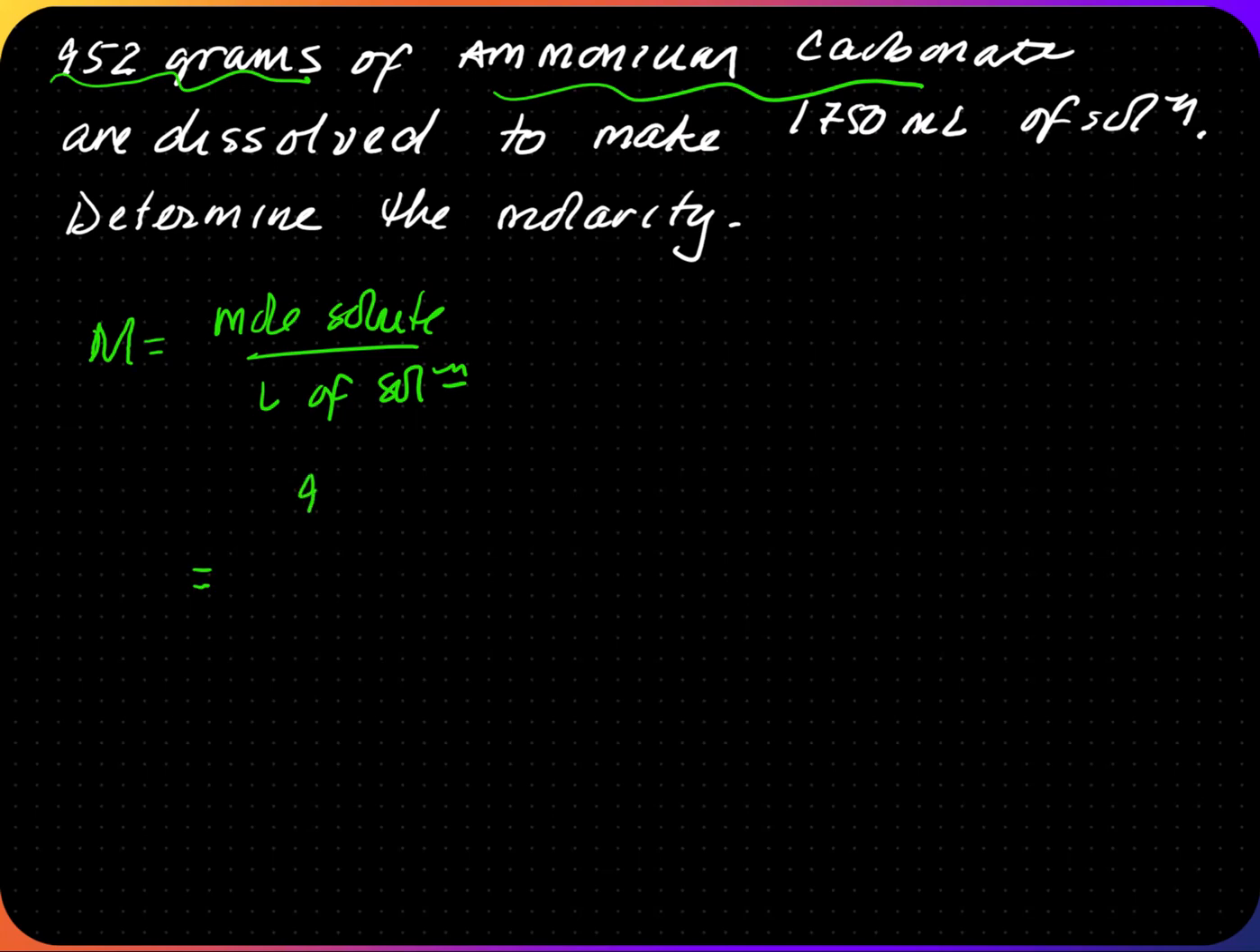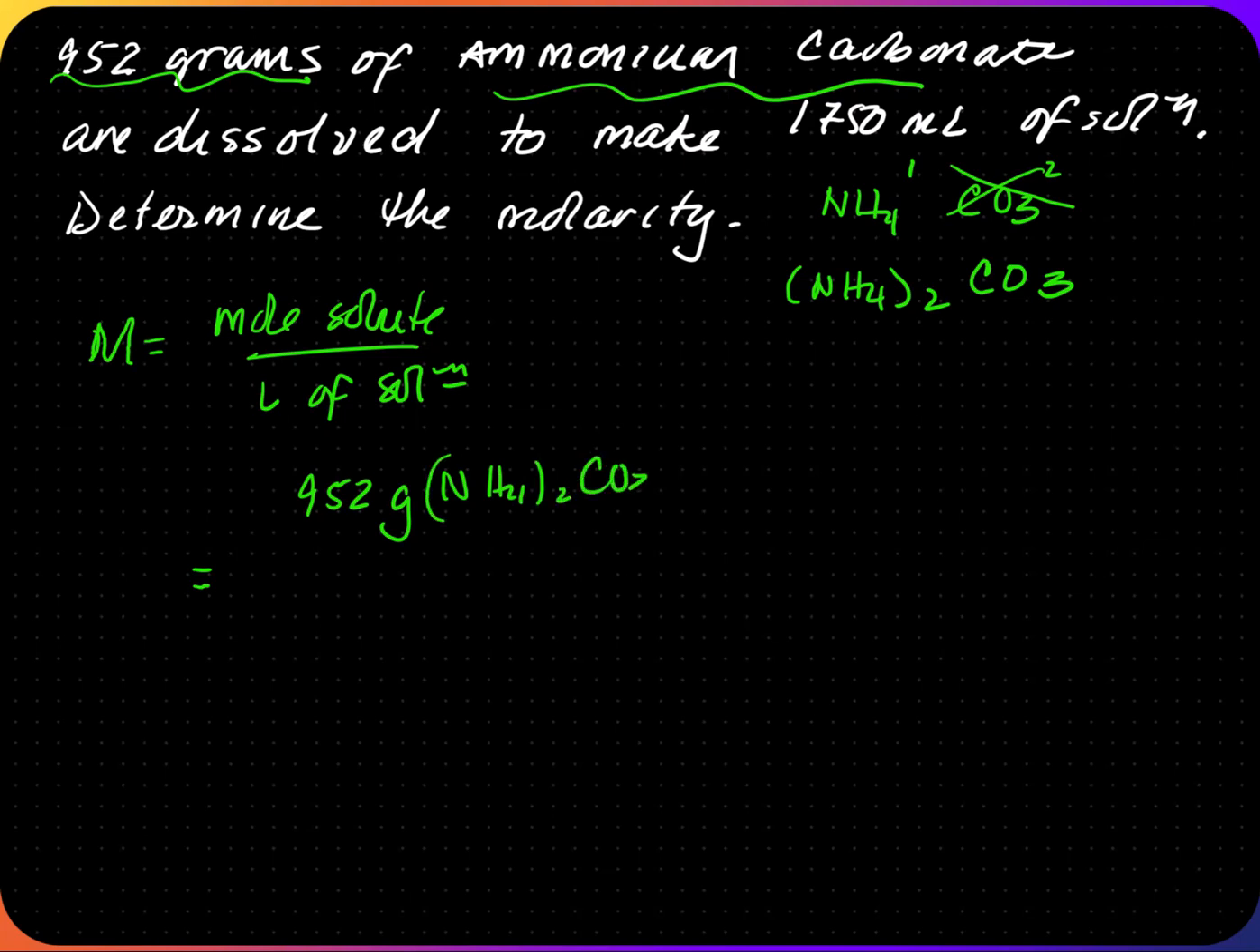So I'm going to start with 952 grams ammonium carbonate. Ammonium is NH4, charge is 1 plus. Carbonate is CO3, charge is 2 minus. I can't reduce, so now I crisscross down. So it becomes NH4. I need the parentheses 2 because there's more than one polyatomic. CO3. This is going to be (NH4)2CO3.